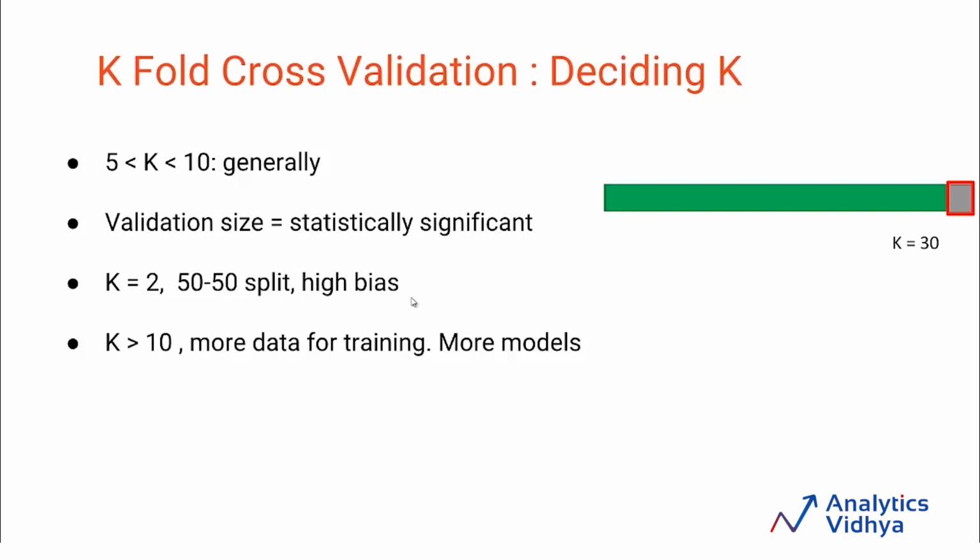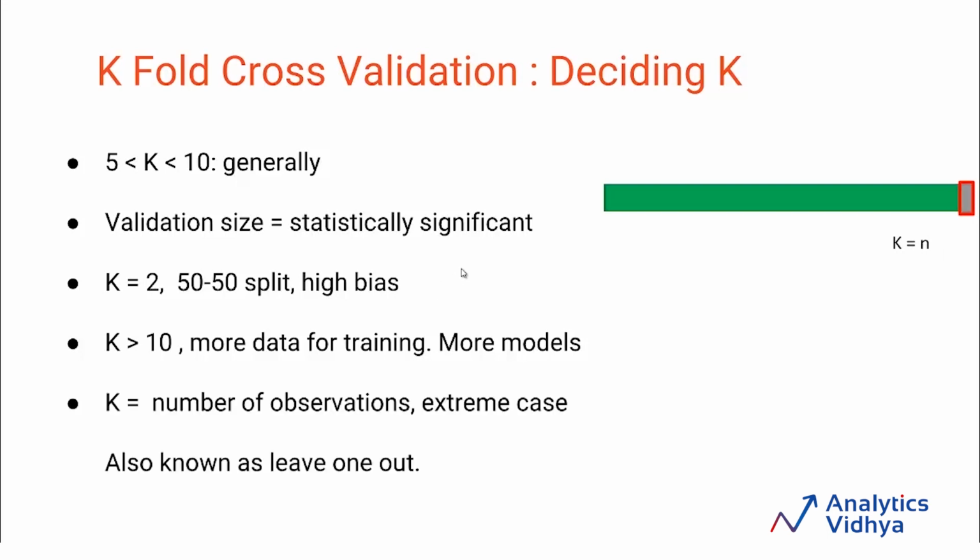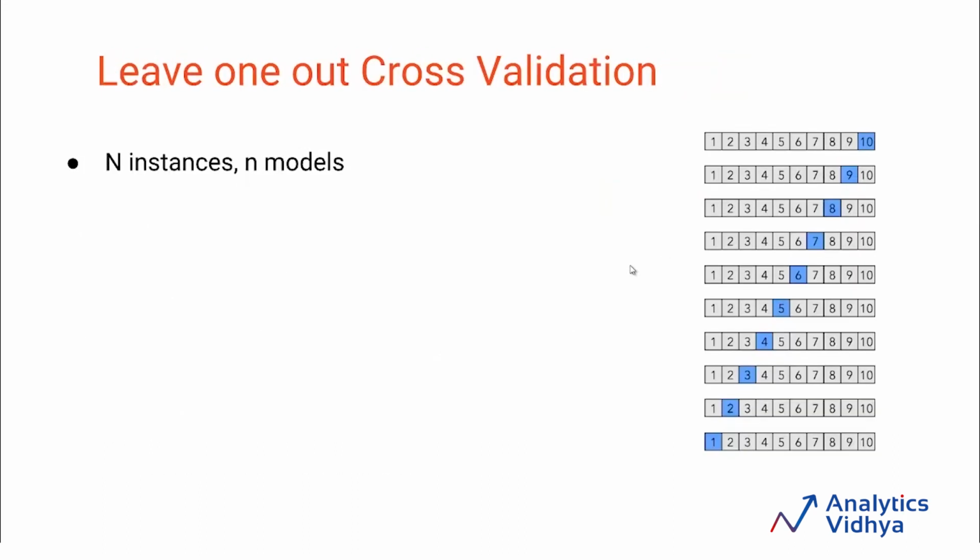When we assign an extreme value to k, equal to the number of observations, the number of models built over the dataset will be equal to the number of observations in the dataset. This is called leave one out cross validation. It is an extreme case of k-fold cross validation. Let's take a closer look at it.